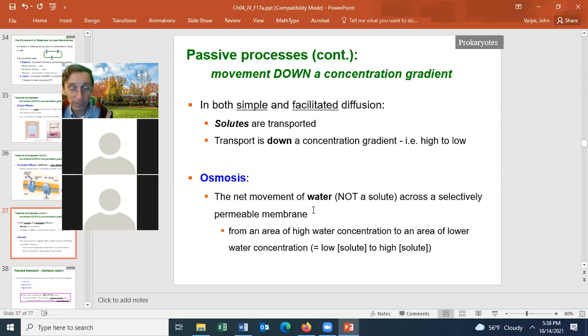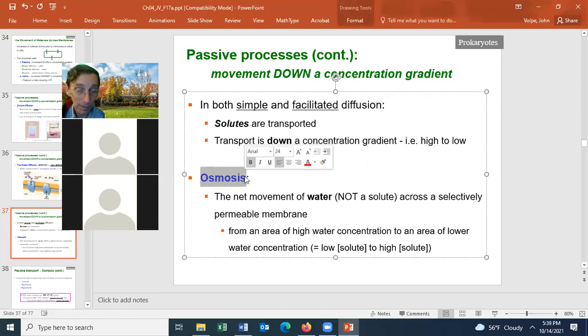So in order for osmosis to happen, it has to be the movement of water across a membrane. If the water just moves from one area of soil to another area of soil, and there's no membrane in between them, that's not osmosis. That would be the diffusion of water. But when water moves across a membrane, we call it osmosis. Remember, water is a solvent, not a solute.